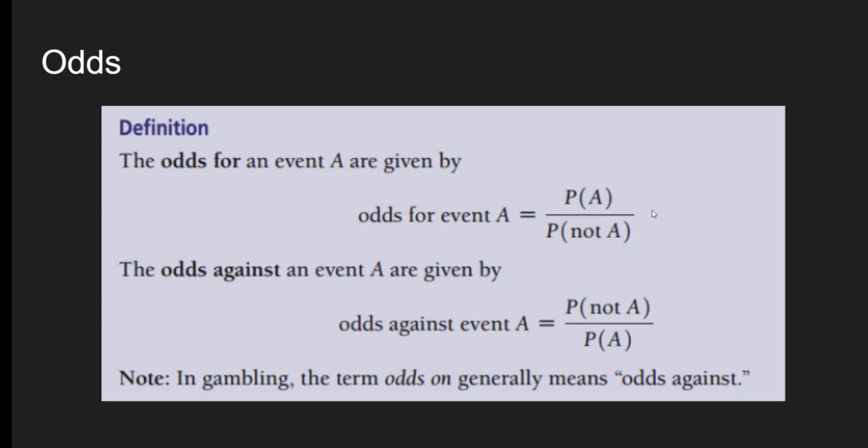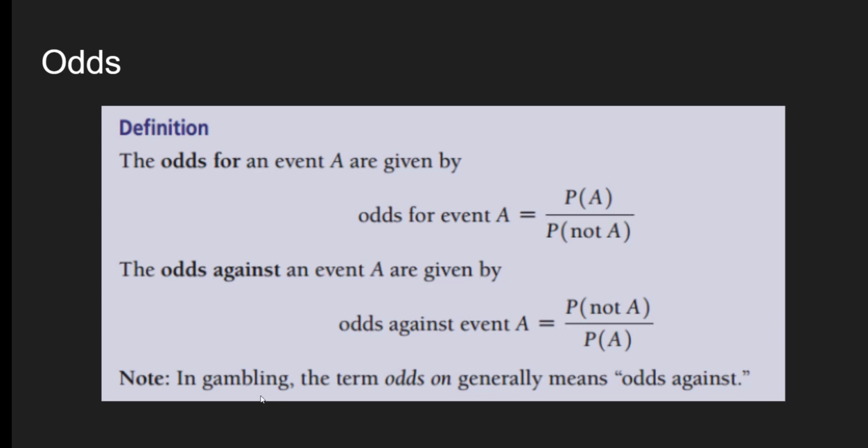Sometimes this is presented as a fraction, or in sentence form, where instead we say the probability of A to the probability of B, or use a colon. For odds against, you're going to switch those numbers. So for the odds against event A, the denominator and numerator swap. So here you see the probability of not A to the probability of A.